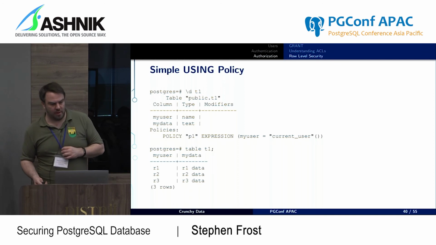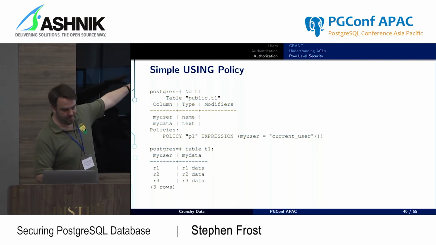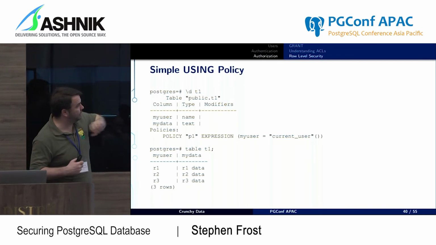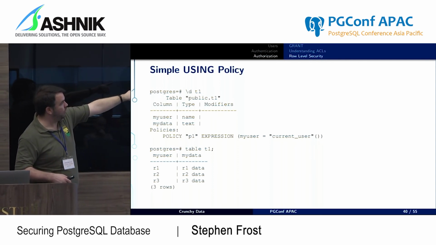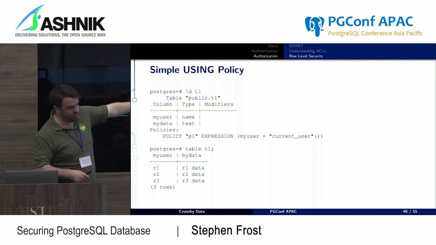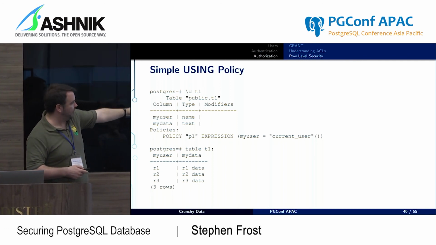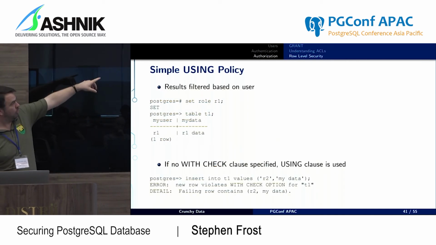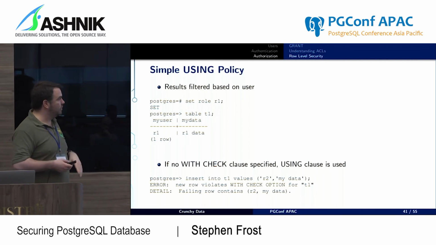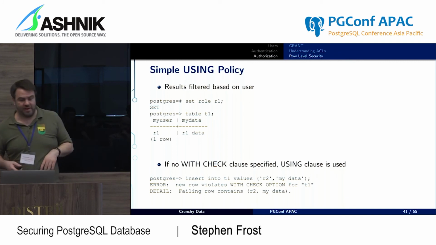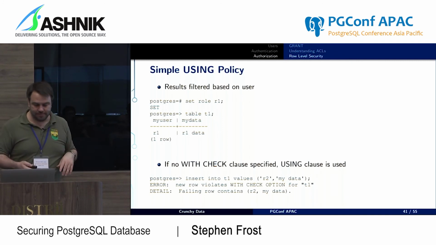So here's a really simple example of what it looks like to have a policy, right? This is that policy I was doing before, where you have this policy P1 with that expression, right? And then here you can see as a super user, I see that there are these 3 rows, but when I set role and look at the data, I only see that 1 row. And then here's an example where if I try to insert data for somebody else, I get an error back.